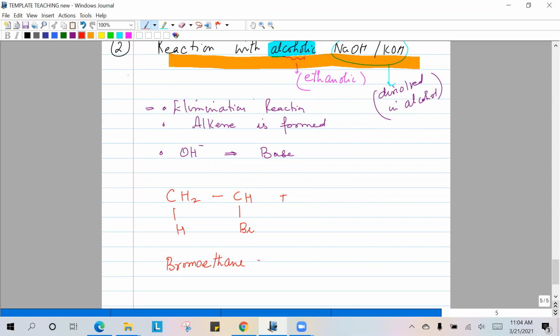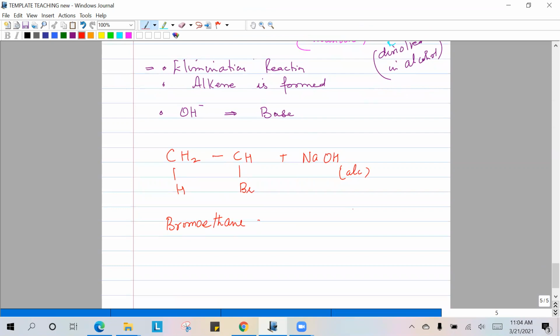And now when you react it with NaOH, alcoholic or ethanolic, what happens is these two atoms take away their electrons out. This is not a mechanism, I will just show you what happens. And the electrons which are left over here come over here. So this is not a mechanism, this is just to show how it is formed, just to remember it.